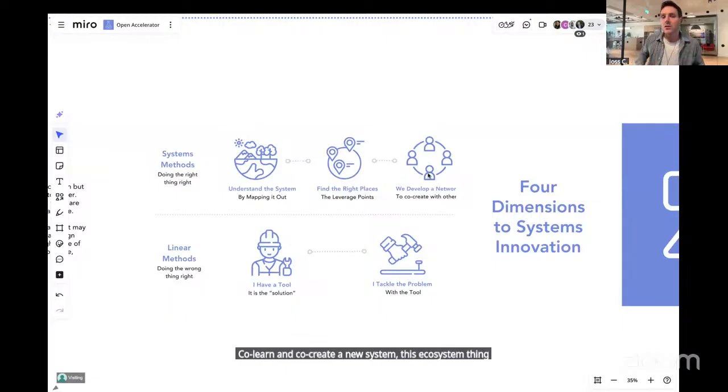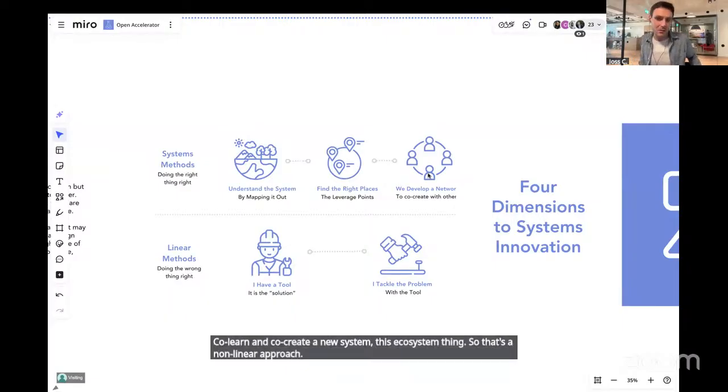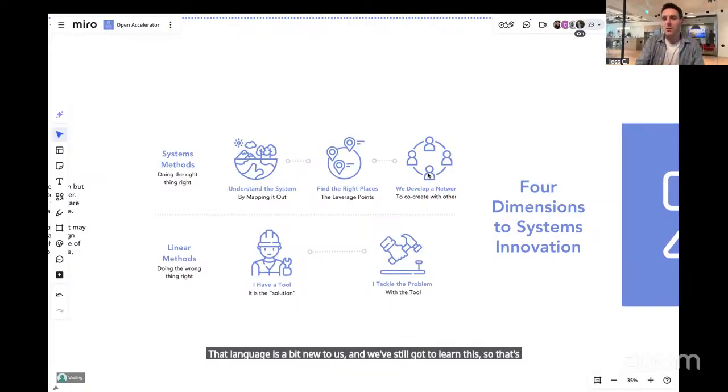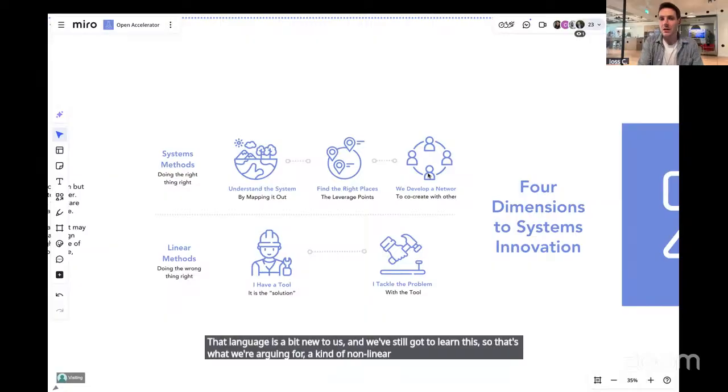So that's a non-linear approach, and it's quite counterintuitive because this problem solution thing, we hear it everywhere, right? In business and design and engineering. This thing of looking back and trying to understand the system, multiple points and connecting those, working at high leverage, collaboration, ecosystems, that language is a bit new to us, and we've still got to learn this. So that's what we're arguing for, a kind of non-linear approach that is sometimes counterintuitive.